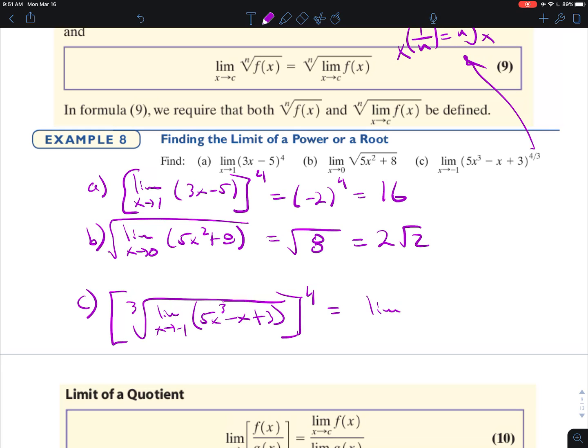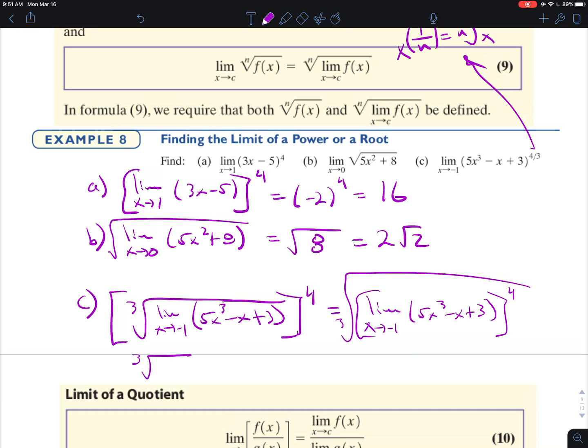The limit as x goes to negative 1 of 5x cubed minus x plus 3. If I take this whole thing to the 4th power and then cube root the whole thing, it's really the same. It doesn't matter whether you do the cube rooting first or the raising to the power. I think it's a little bit cleaner the first way I have it written. In any case, you end up with the cube root of negative 1 to the 4th power, which is 1. So either way there.